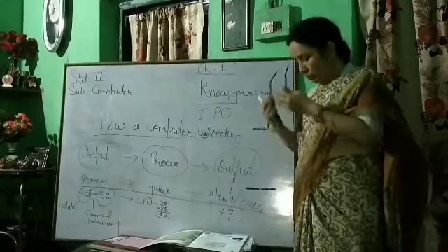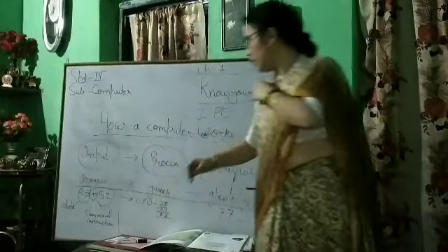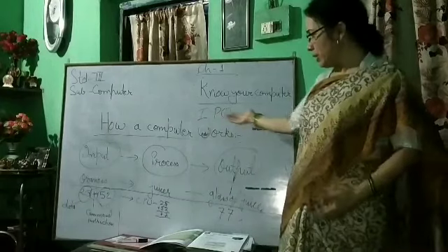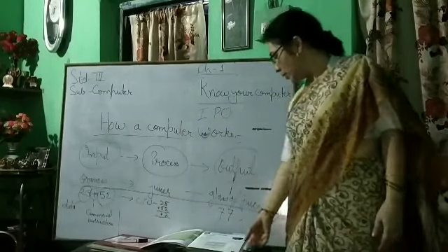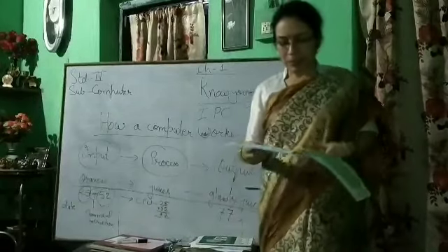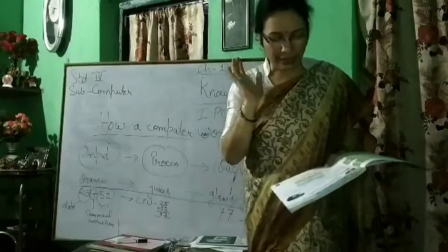Okay. So you have to remember this. The computer works in the IPO cycle. IPO's full form is input, process and output. Remember this thing, children? Now it's reading time, children. So I am reading from the book and you have to keep your finger over the line.